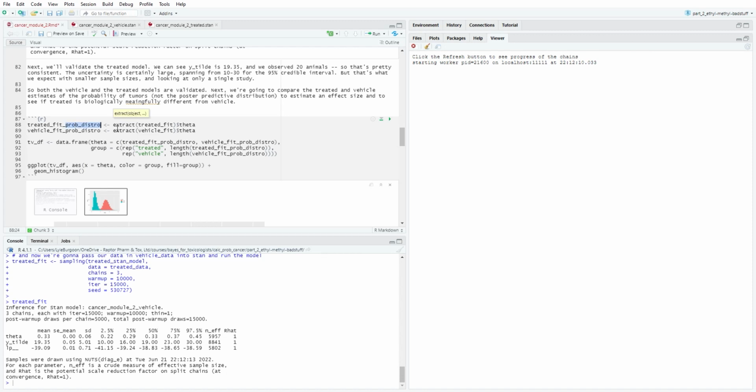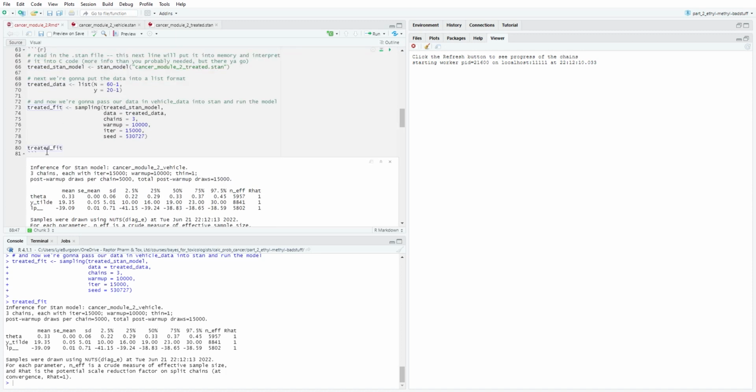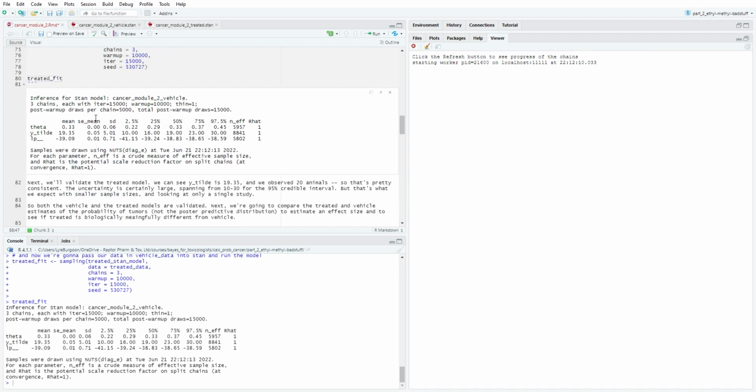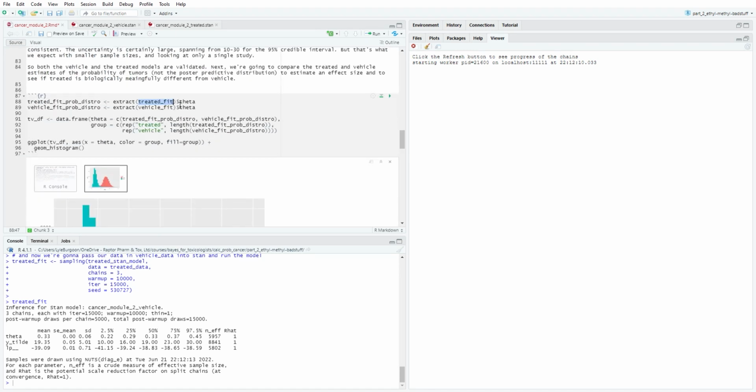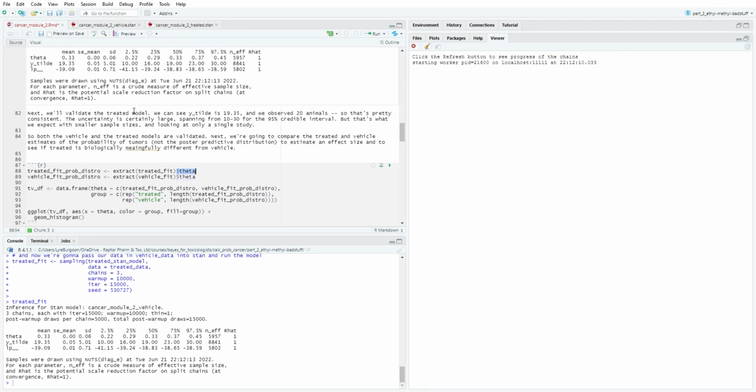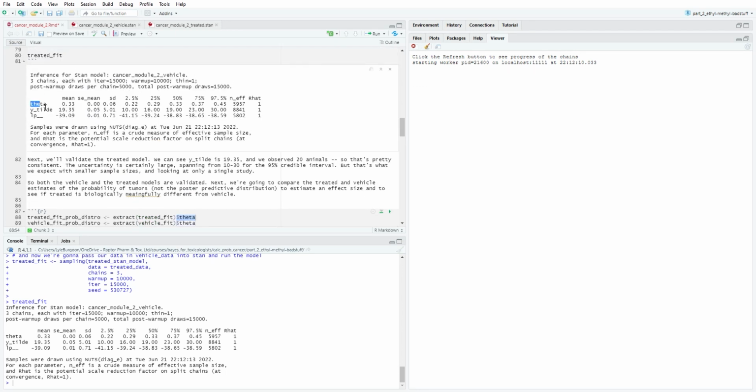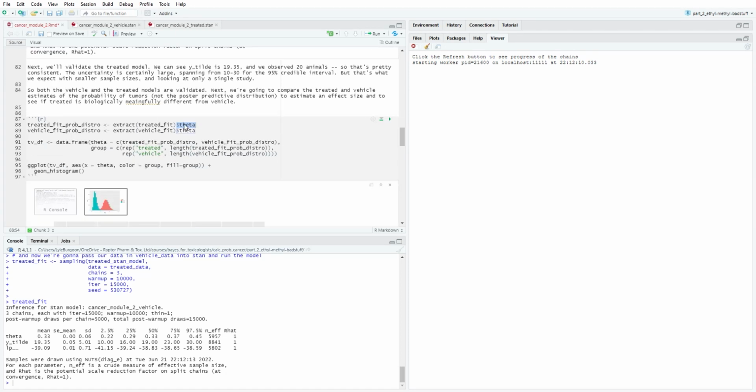And the way you get this is you use the extract function that's in RStan. So extract, then you tell it what object you want. We want treated fit. And if you remember, treated fit is the name of the object coming out of the sampling function. And then specifically, I want theta. So I do $theta because I want our probability distribution, and that is held within $theta.